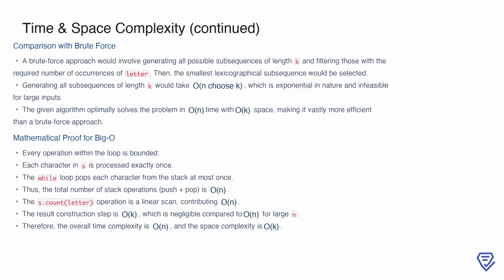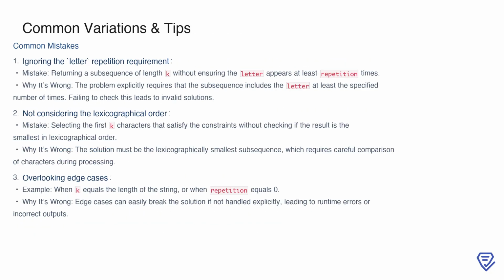Consequently, the overall time complexity of the algorithm is O(n), and the space complexity is O(k), confirming its efficiency. When solving this problem, there are some common mistakes to watch out for. For instance, one frequent error is ignoring the requirement that the letter must appear at least a specified number of times in the subsequence. Simply returning any subsequence of length k will fail if it doesn't meet this condition.